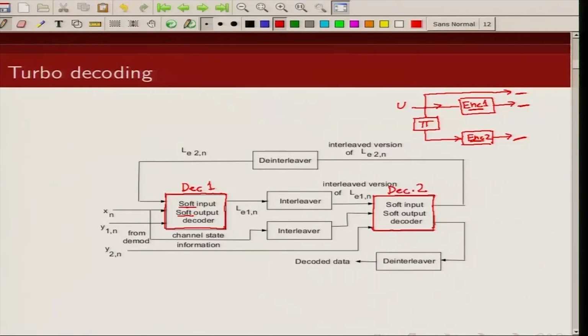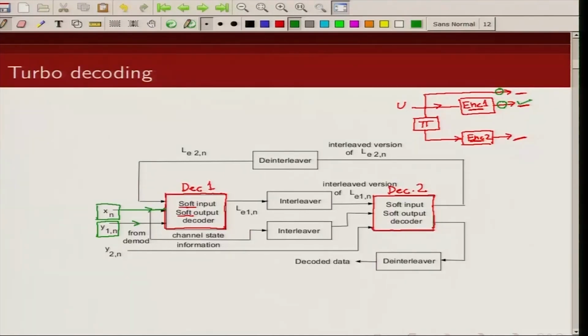So, what are the inputs to decoder 1? Decoder 1, I should be sending the received information bits and the received parity bits. That is what I am sending here. You see here I have written xn, which is my received information bit, and y1n is my received parity bit corresponding to encoder 1. So, these are the two inputs to decoder 1.